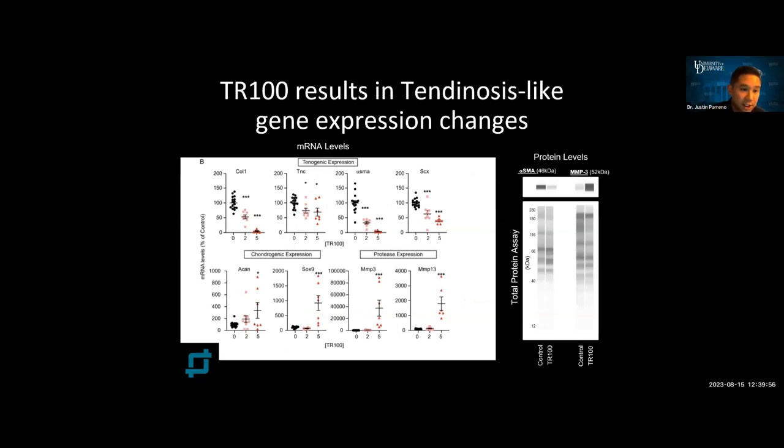Now, with regard to gene expression, what we found was that there's a decrease in the expression of tenogenic genes, an increase this time in chondrogenic genes, and an increase in protease expression, which is recapitulating tendinosis quite nicely. So we believe that this actin destabilization, depolymerization results in tendinosis-like gene expression changes. This is also consistent at the protein level. So we did Wes capillary electrophoresis. We found that there's a decrease in alpha-smooth muscle actin, an increase in matrix metalloproteinase 3.